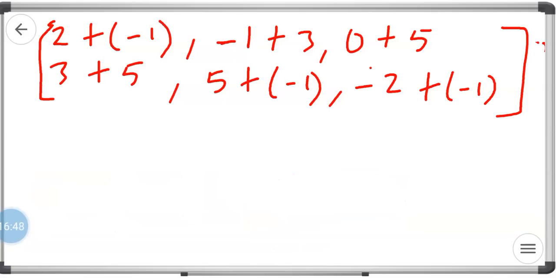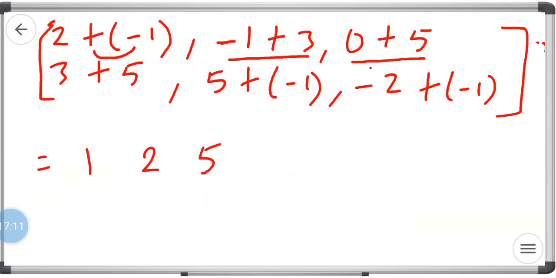Now from the first one, I have my equals. Here we have 2, and plus times minus is minus. So that's 2 minus 1, that's 1. The next one, minus 1 plus 3, that's 2. And here we have 0 plus 5, that's 5. We are through with that side.